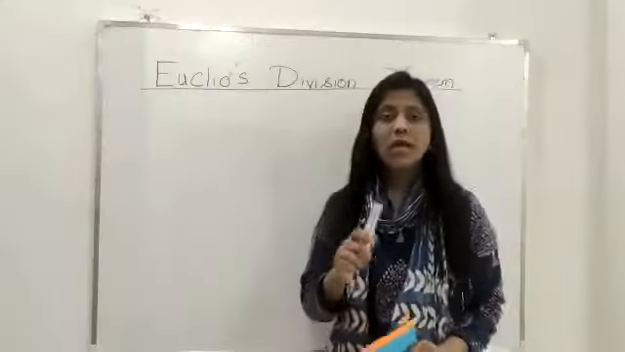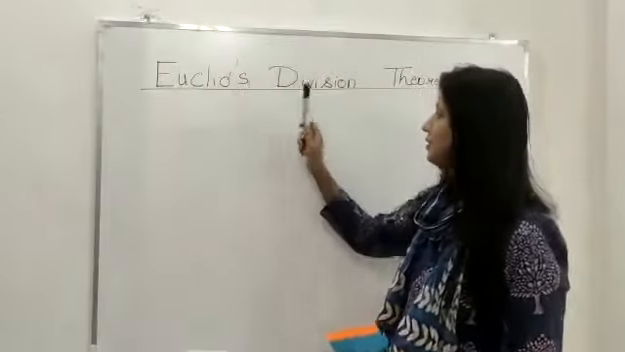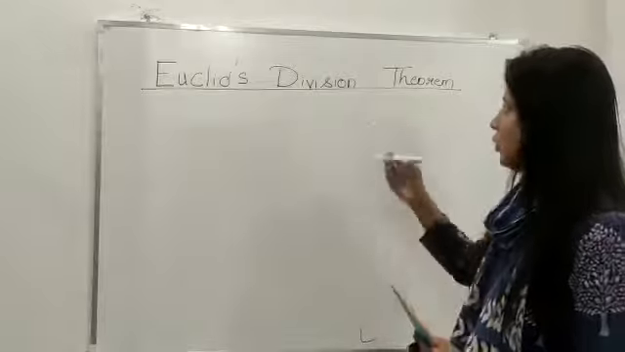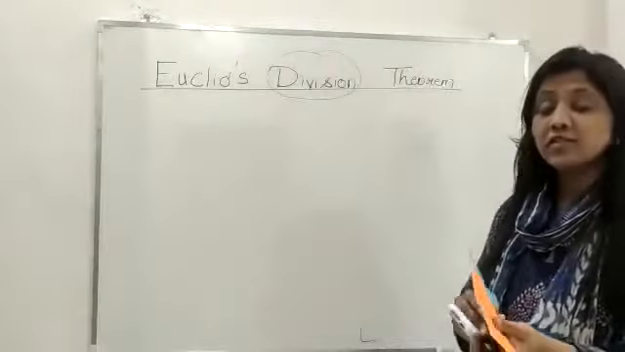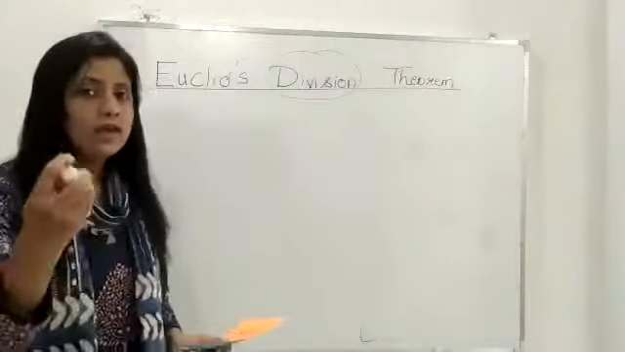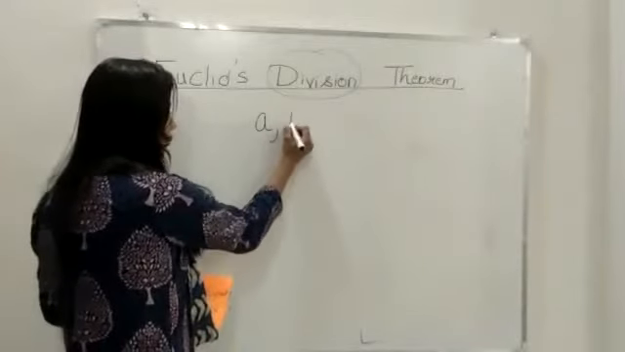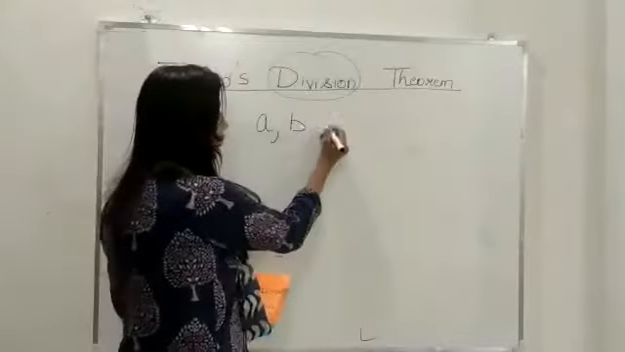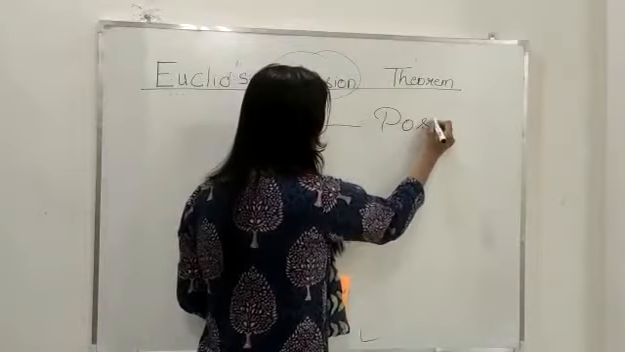So now, let's see the first theorem, that is Euclid's division theorem. Here, one word you will see, that is division. So this theorem is related to division. Suppose you are having two numbers A and B. These A and B are positive integers.